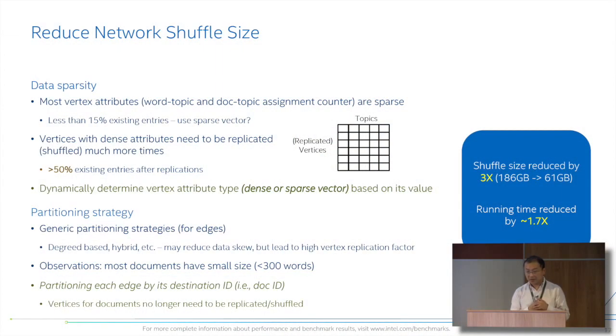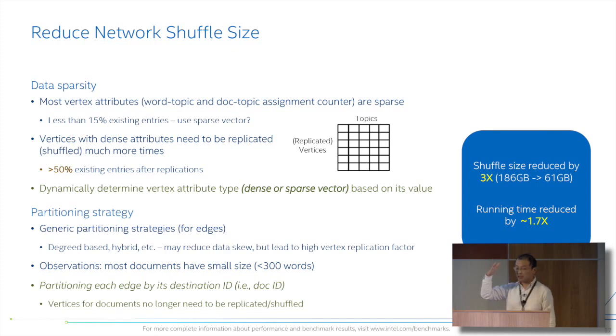And here are some of the optimizations we can apply for those applications. First of all, there is a lot of data sparsity. Every vertex attribute, whether it's a word topic assignment or doc topic assignment, is pretty sparse. Each document is maybe 200 or 300 words, so even if you assign a different topic to every word in that document, you won't have every topic appear in its topic assignment. And even the word topic assignment is pretty sparse too.